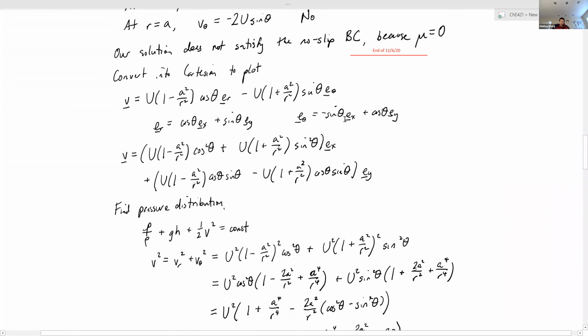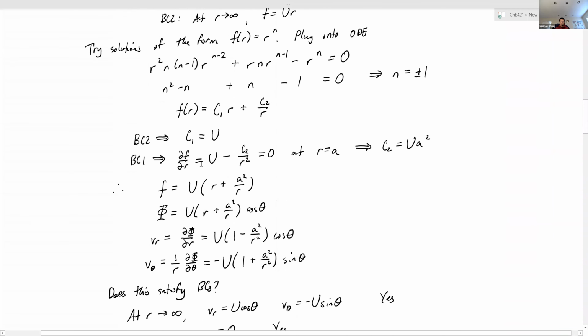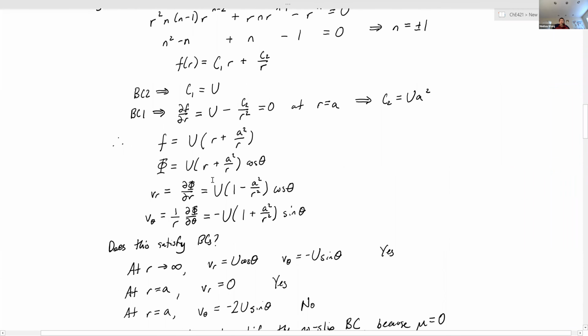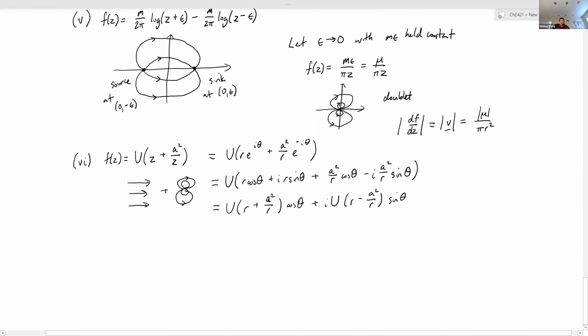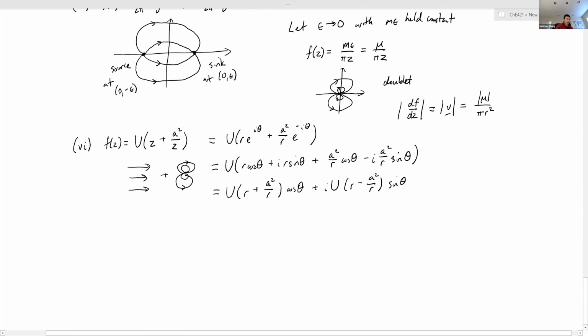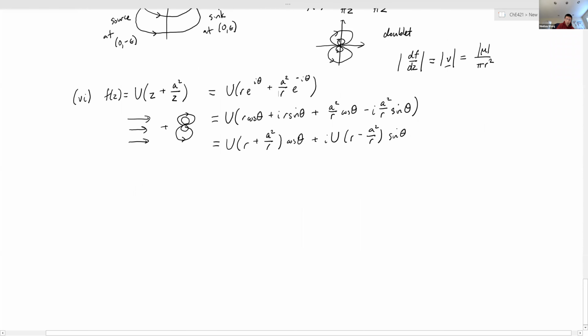When we were talking about flow past a cylinder, we actually got our potential function. It looks like this: r plus a squared over r times cosine theta times U, right? And that's exactly what we got here: r plus a squared over r times cosine theta. That's kind of cool, right? And now that you've seen this, perhaps you can see how when you add these two flow profiles together, you could get something that looks like flow past a cylinder, because the streamlines then would look like this.